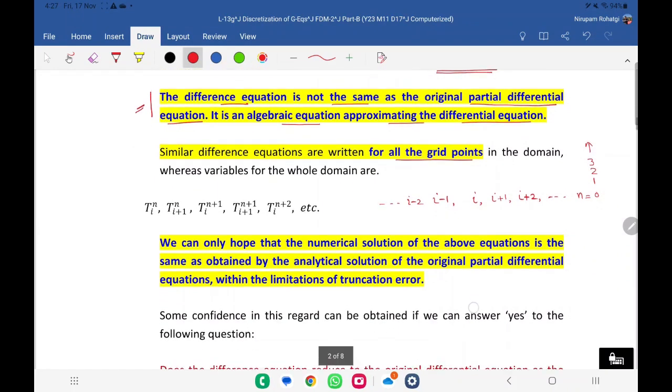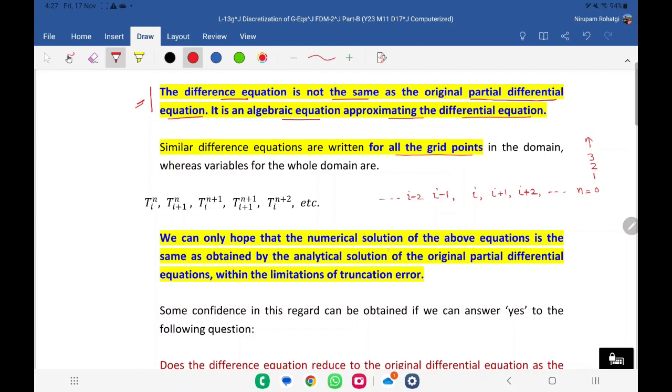Now, it says that we can only hope that the numerical solution of the above equation is the same as that obtained by the analytical solution of the original partial differential equation, within the limitation of truncation error. The original equation is a partial differential equation, and then the approximate equation is the algebraic or difference equation. Solving them are two different sets of problems, with two different sets of solutions. We can only hope that the two solutions match, because ultimately we are finding the solution.